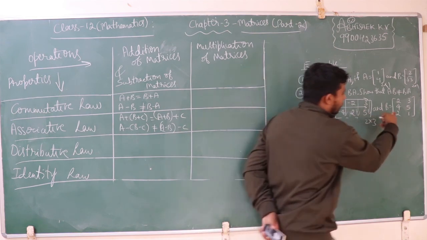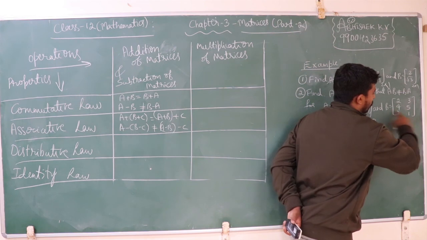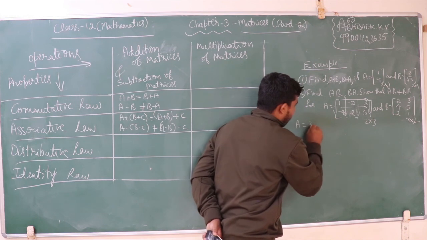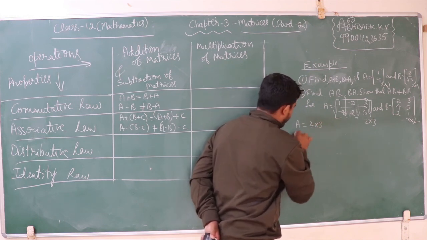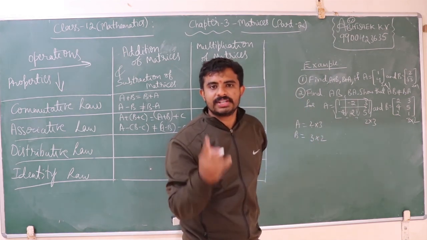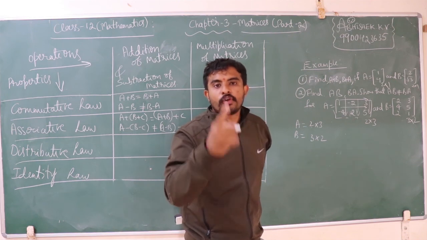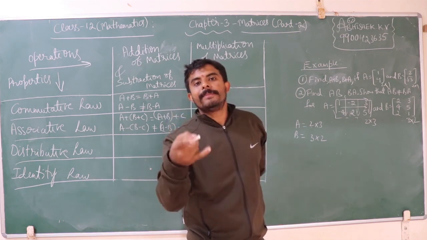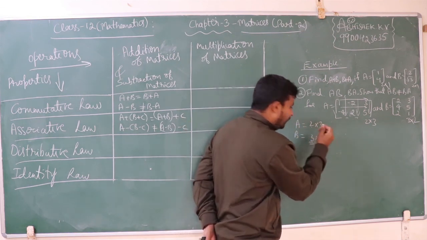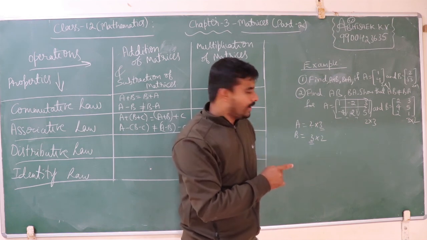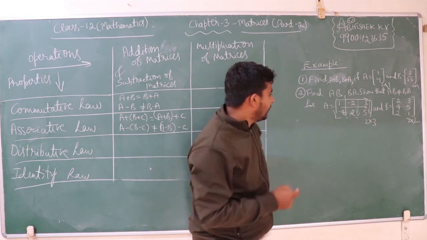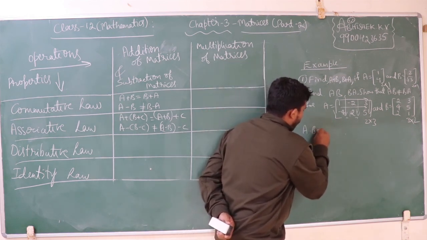2 by 3. And what is the order of this matrix B? 1, 2, 3. 1, 2. This is of the order 3 by 2. If I consider matrix A is 2 by 3 and matrix B is 3 by 2, what is the necessary condition to do multiplication of two matrices? The number of columns of the first matrix should be equal to the number of rows of the second matrix. The number of columns of the first matrix A is equal to the number of rows of the second matrix B. Therefore, we are eligible to multiply these two matrices. What is the procedure? A into B. I already told you.